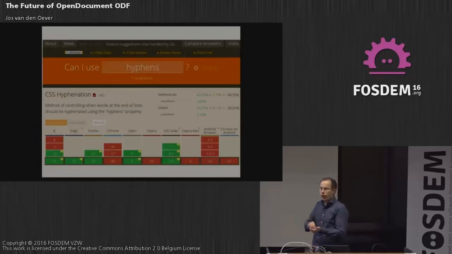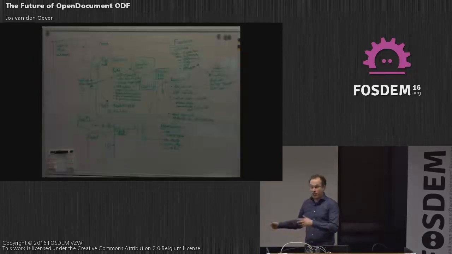Can we make a website where you just drag your file on top of it and it will tell you this file will look okay in these Office suites? And this is why. And these are the links to the bug reports about them. That's what we're building right now. And that's what this slide is all about.